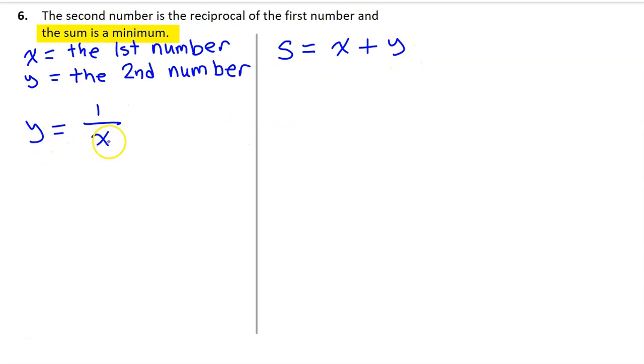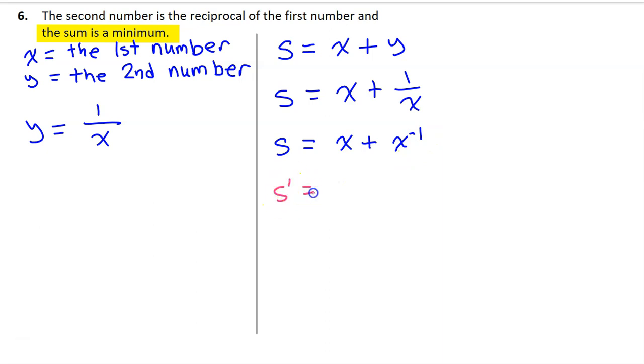y is equal to 1 over x, so s will equal x plus 1 over x. It will be easier to find s prime if we write s as x plus x to the negative 1 power. S prime will equal 1, and then the power rule, so the negative goes in the front. We subtract here and get x to the negative 2 power. Written another way, s prime will equal 1 minus 1 over x squared.